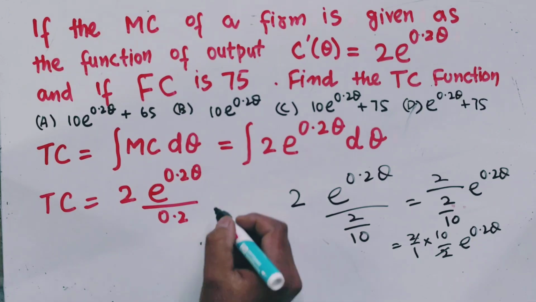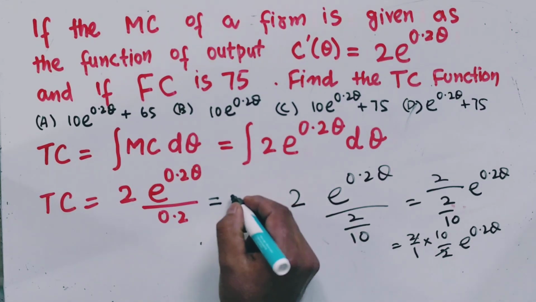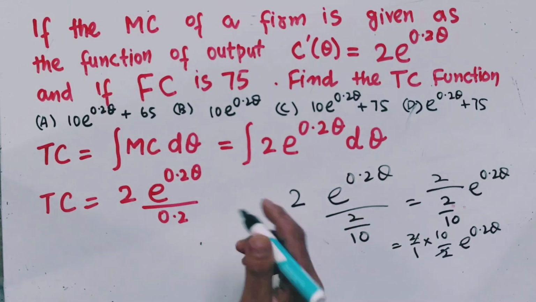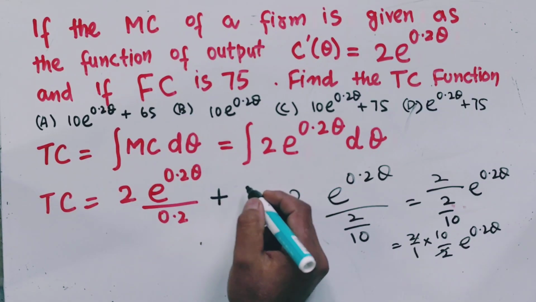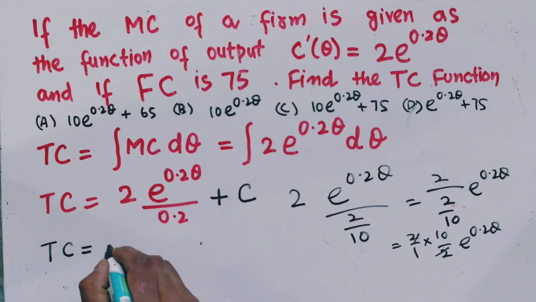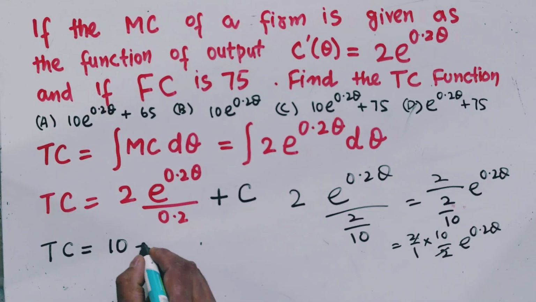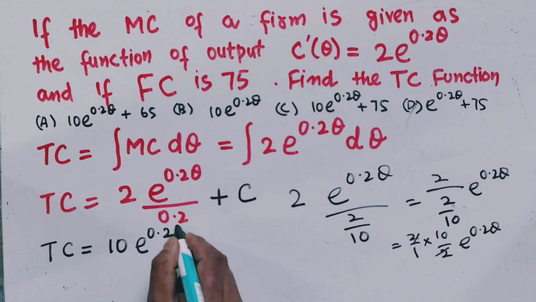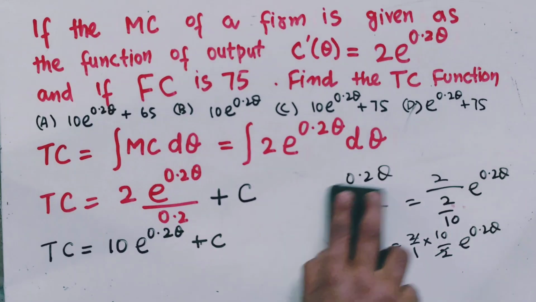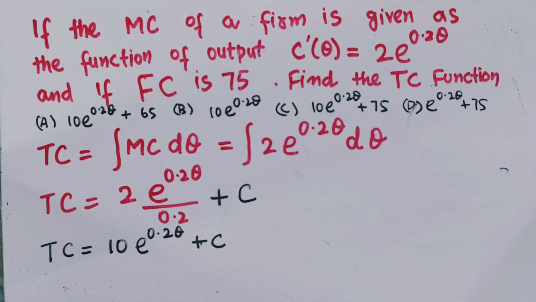So when I solve this, we will get 10. We need to also add the constant term here, sorry for that. So when we solved it, we got 10 e raised to the power 0.2 Q plus the constant of integration. Now, this is our total cost.